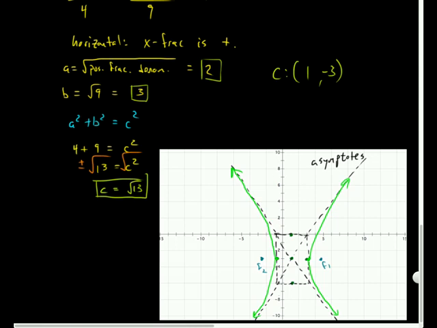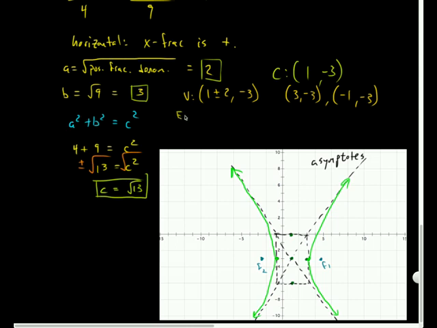So let's actually find out what the coordinates of all these points are. The vertices, this being horizontally oriented, I would take a and add it and subtract it to the horizontal coordinate, right? So what does that give me? 1 plus 2 is 3, and 1 minus 2 is -1. And let's see, does that agree? -1, -3, there's one, and over 3, down 3, there's the other one. So that seems to agree.